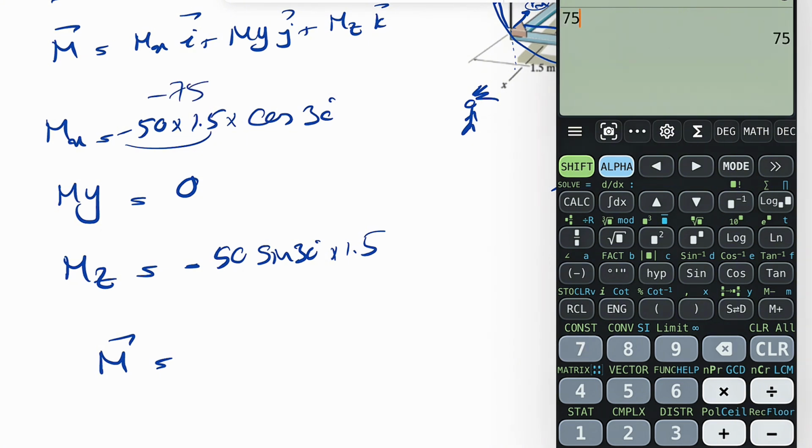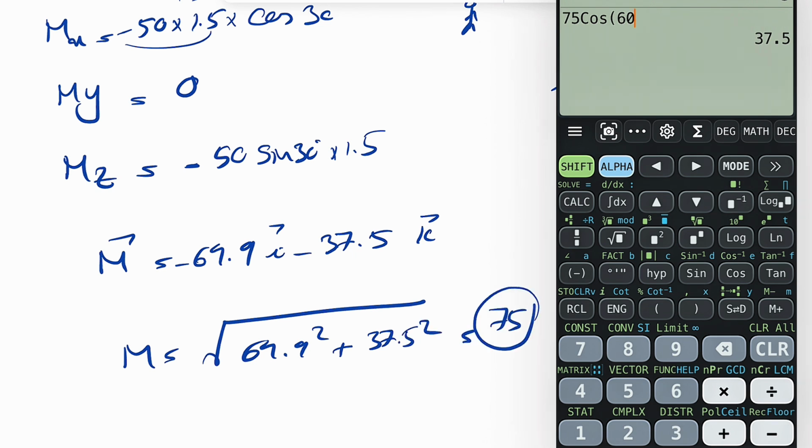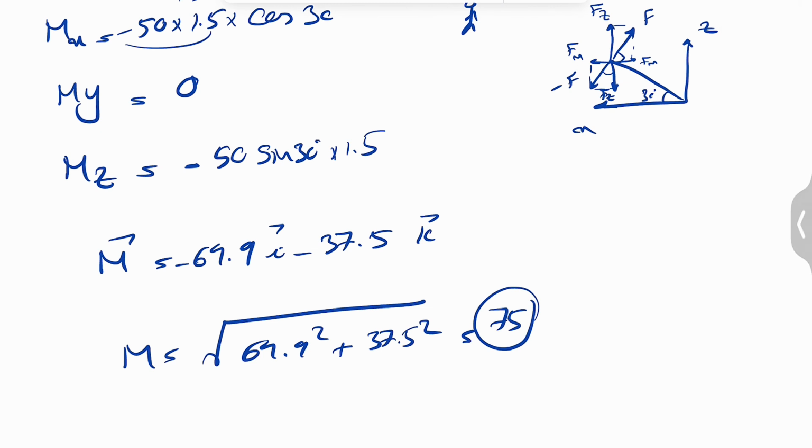So 75 cosine of 30, that's going to be negative 64.9 for i, 0 j, and the other one is going to be 75 sine of 30, or cosine of 60, and they are both negative. And for finding the magnitude of the moment, we just have to do the square root of 64.9 squared plus 37.5 squared, which is going to be 75. And the unit will be newton meter for all of them.